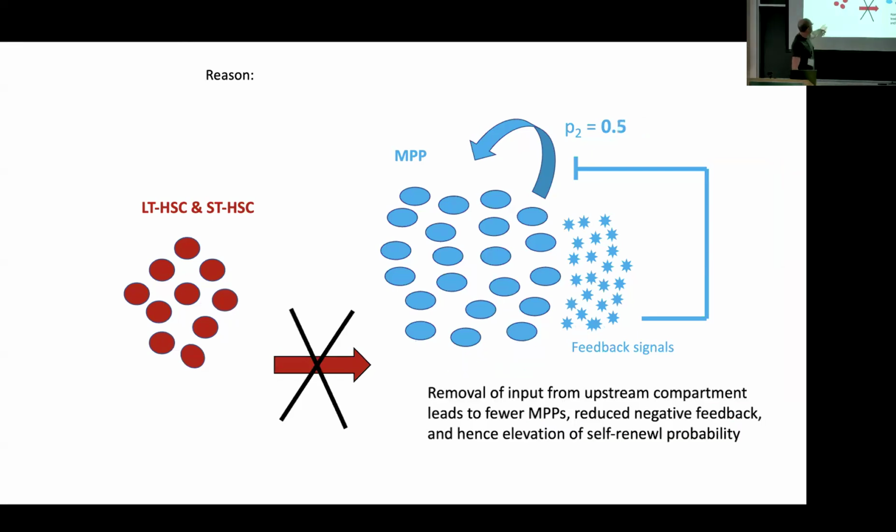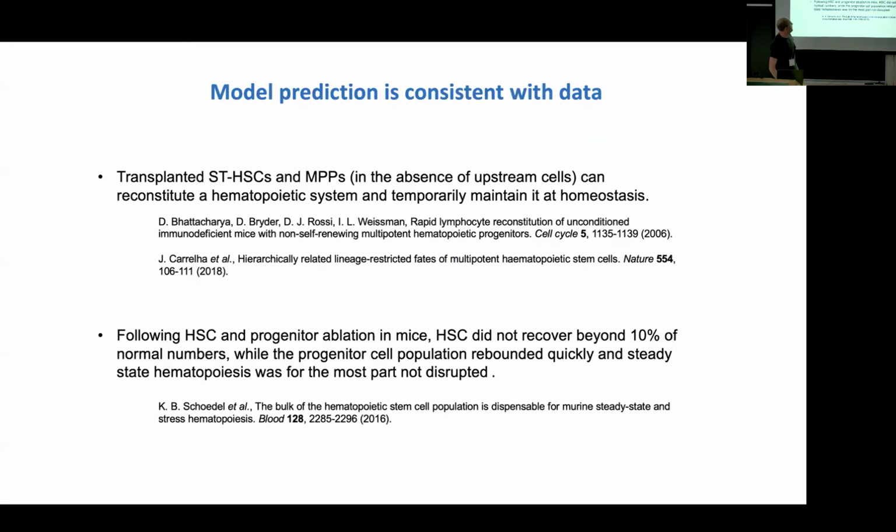Now we get rid of this by depleting the long-term stem cells. Then you get rid of this component that was producing feedback signals, so you have less inhibition of the self-renewal probability, and so the whole thing shifts up to 0.5, and it maintains the system. So that's the explanation for that.